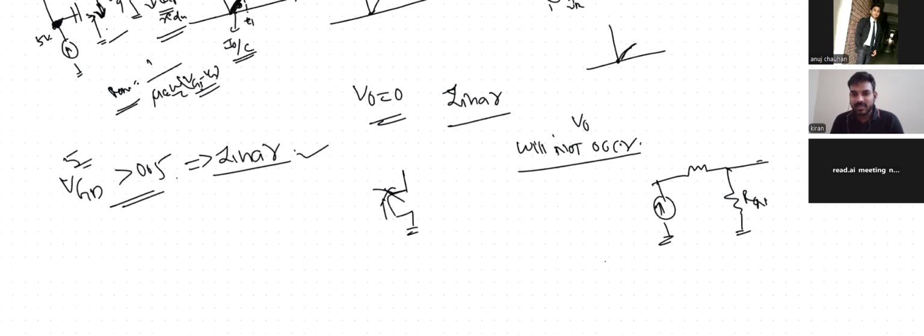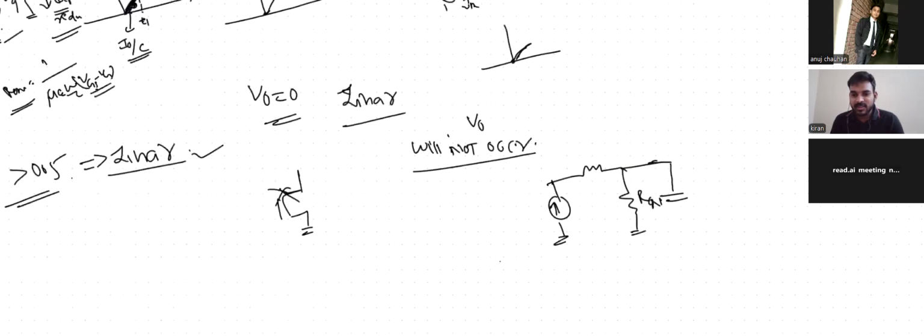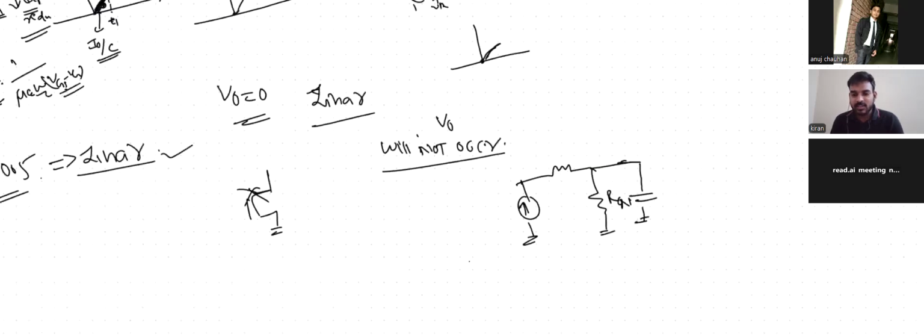See, this is my picture now complete. Why? Because it is always in the linear region, I can now replace this MOS with a resistor. It is 5 volts always, and it is giving 5 milliamperes.